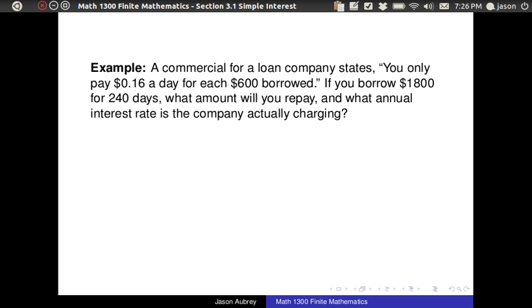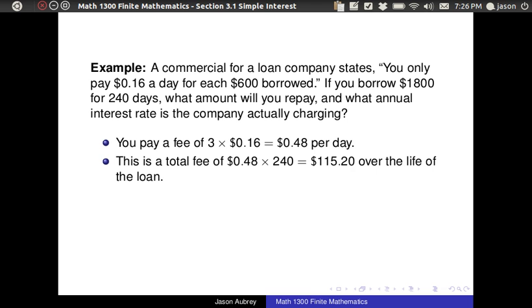And sometimes if problems aren't expressed in terms of interest rates, it's hard to tell. So one skill you want to develop is learning how to do that. All right, so $1,800 is 3 times $600. Each day you pay 16 cents for each of those $600 you borrowed. You borrowed $1,800. That's 3 times 16 cents equals 48 cents per day. So your daily fee for borrowing this money is 48 cents per day.